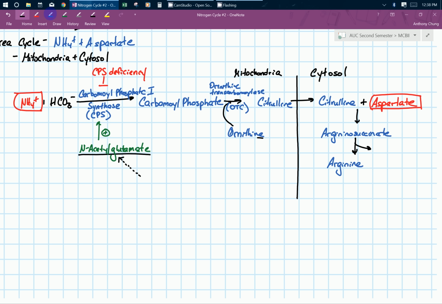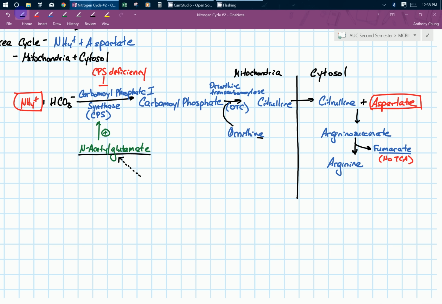A side reaction that you need to know is that this actually makes a fumarate that can't really be used in the TCA cycle, because it's in the cytosol. So just a little side note: there's no TCA in this one. It has to be converted to something else before it goes back into the mitochondria.